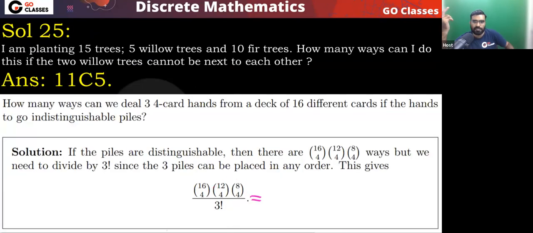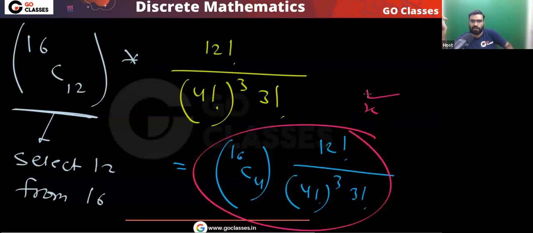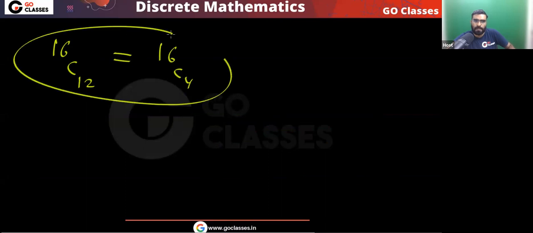Yeah, same. This is the same answer that you are getting. We are also getting the same answer. Remember, if you call it X, this is also X. This is not a different answer. Is this point clear? You can check. Both are same. Remember this point. 16C12 is the same as 16C4. The answers are not different.